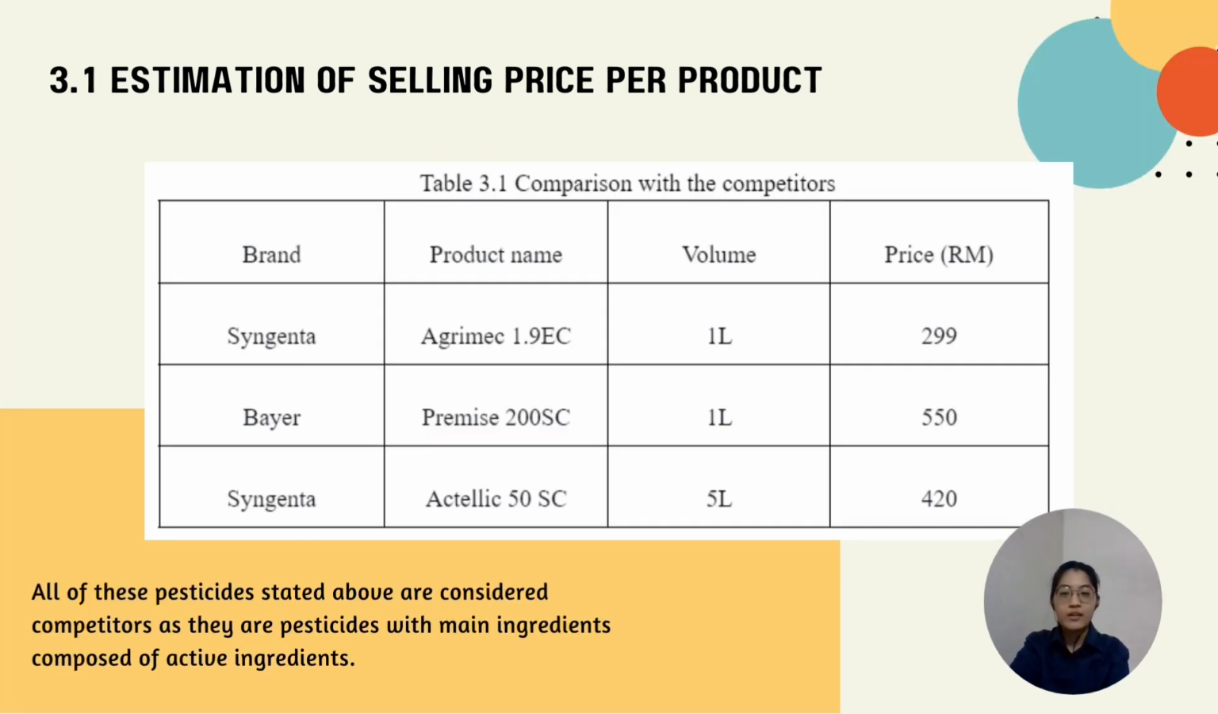All of these pesticides stated above are considered competitors as they are pesticides with main ingredients composed of active ingredients. As you can see, Syngenta and Bayer have two products with a higher selling price than our proposed product. Meanwhile, these two brands are well known and have experience in selling pesticide for a long time in the market. So in comparison with all of these products, our product has an advantage in price as it's much cheaper and can be obtained in bulk size, which is more accessible to store than the liquid form. So in short, based on several studies obtained from the internet, our product, which focuses mainly on ivermectin as an active ingredient, is still new in the market but has proven efficiency in removing pests.